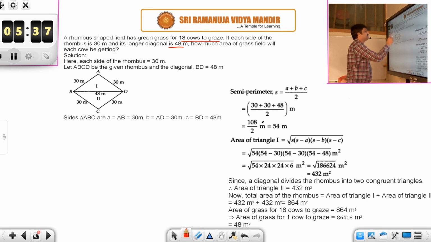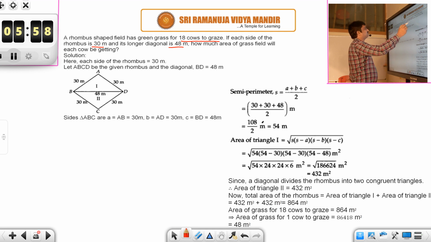So here you have been given the rhombus shaped field. Rhombus shaped field means all the sides are equal, so they are equal to 30 meters. And you have been given that the longer diagonal is 48 meters. First of all, we are not sure which diagonal will be longer. So let's assume BD is the longer diagonal, so it is given to be 48 meters.